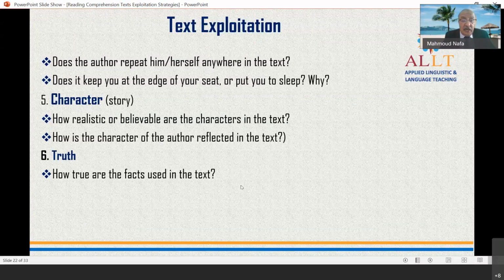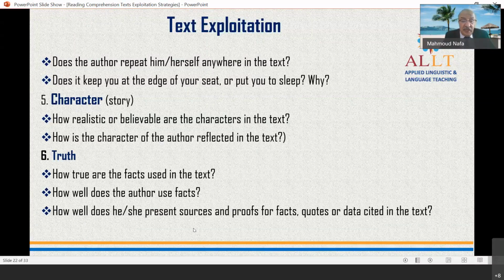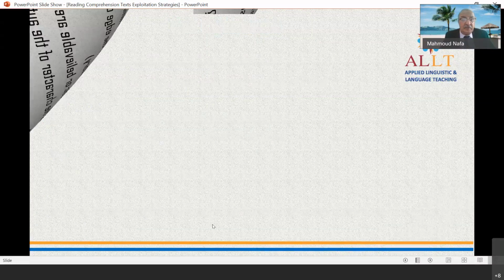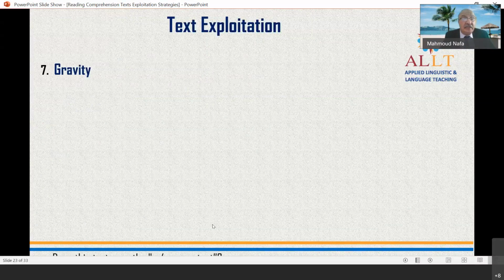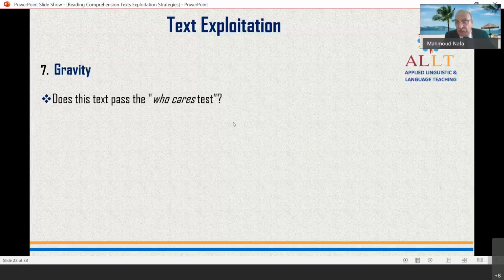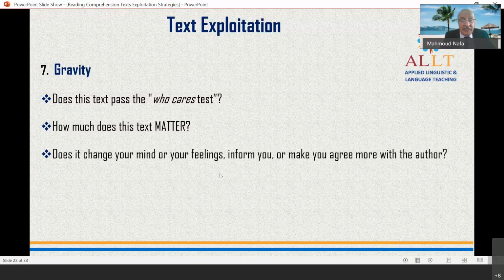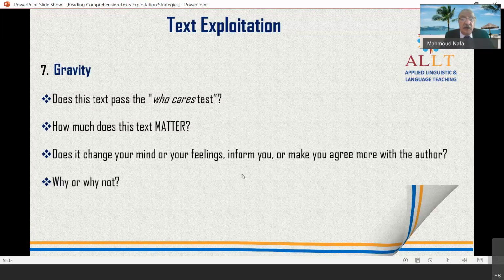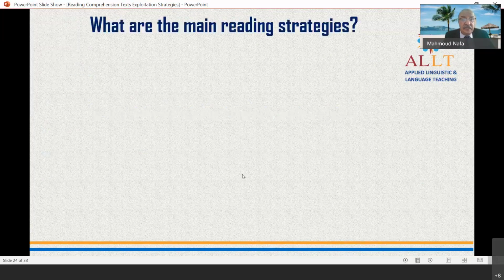Truth. How true are the facts used in the text? How well does the author use facts? How does he present the sources? Does he give references, etc.? Gravity. Does the text pass the who cares test? I mean, do people care for the text or not? Does it make you change your mind? Believe the writer or not? Why not?